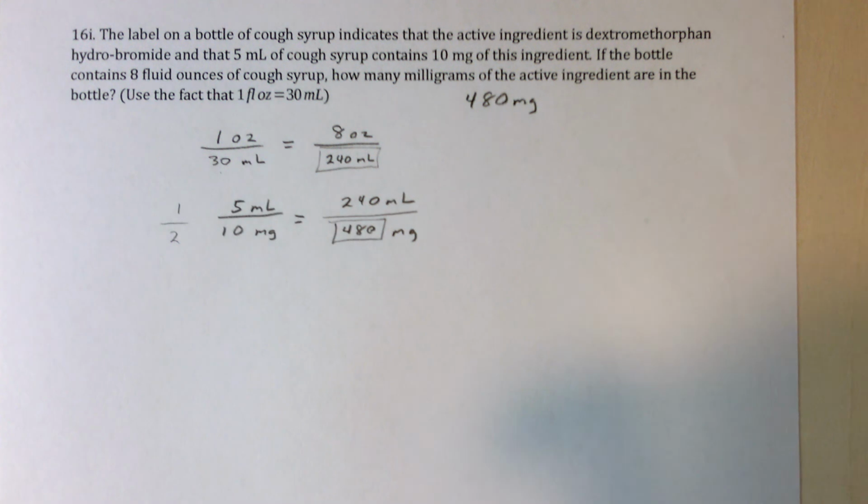It's just a couple quick proportion problems. You're converting from ounces into milliliters, and then you take those milliliters and compare them with your ratio of milliliters and milligrams to figure out how much of that active ingredient you have in an 8-ounce bottle. Then that's it.